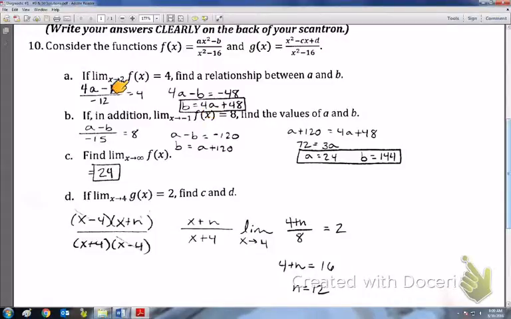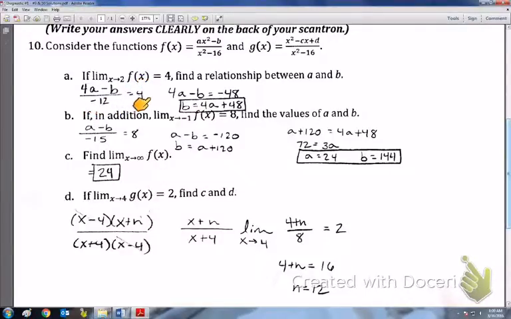So in this case, if you plug in 2 everywhere you see an x, in the numerator you get A times 2 squared, which is 4, minus B, which I wrote here. In the denominator, if you plug in 2, you get 2 squared, which is 4, minus 16, so negative 12, which I wrote here. And we know that the limit equals 4, so I just wrote that it equaled 4.